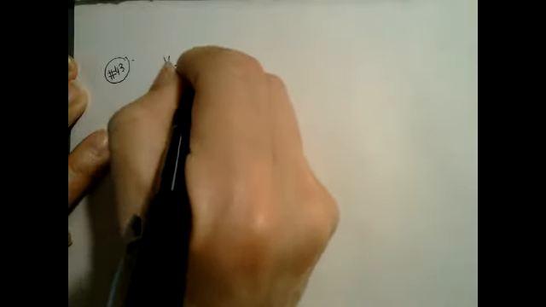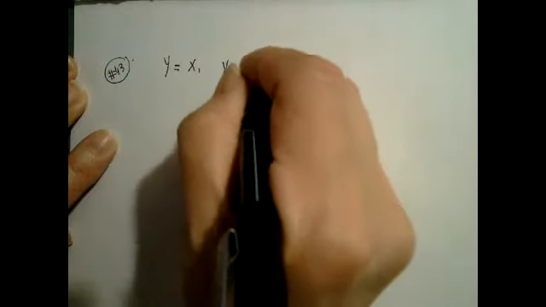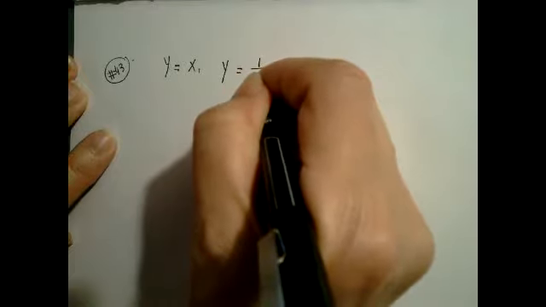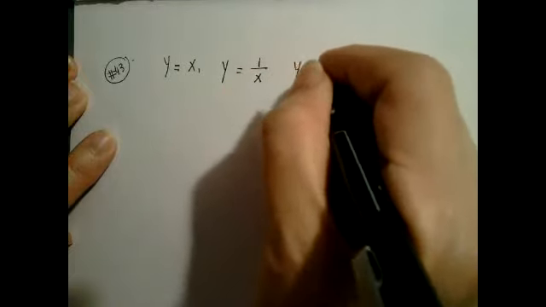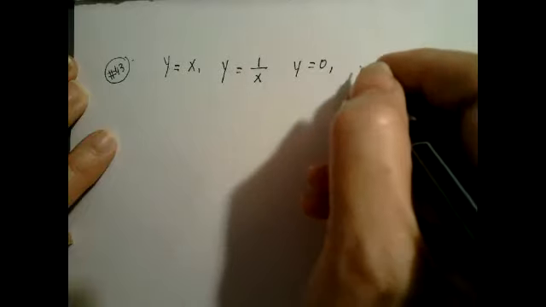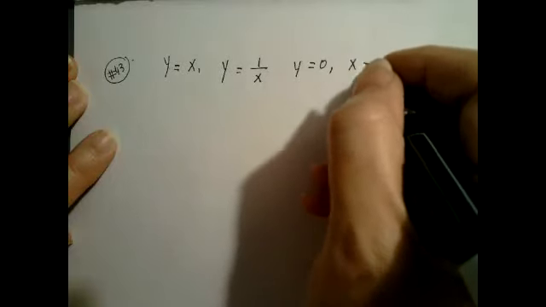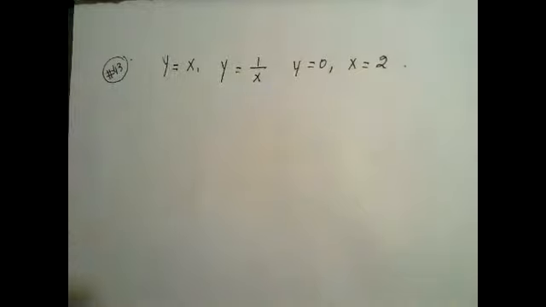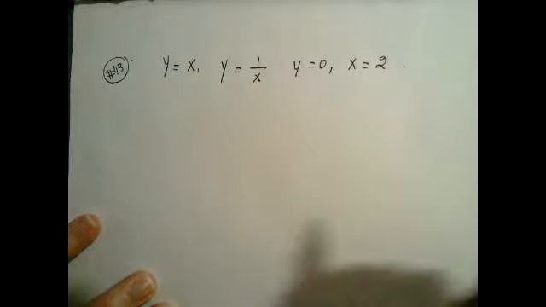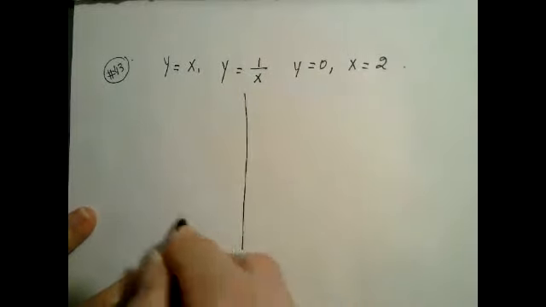43. Find the area of the region bounded by y equal to x, y equal to 1 over x, y equal to 0, and x equal to 2. Okay? All right, so this time we don't have the graph. So step number 1 is going to be to sketch the graph. So I will start by sketching the graph.